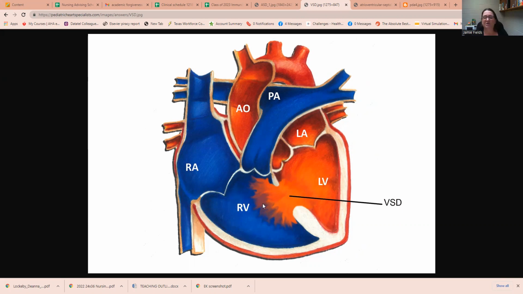Usually we're going to get a left to right shunt because there's more pressure on this side, there's more blood, and the left side of the heart is stronger, so it pumps harder. The right side is getting all this extra blood that it has to handle and push through, and so it starts to overgrow. What happens when you work muscles more? They grow more. So the right side of the heart develops ventricular hypertrophy.